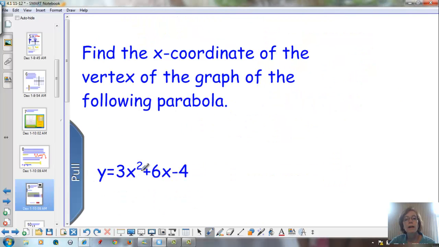All right, so let's try that. Find the x-coordinate of the vertex of the graph of this parabola.